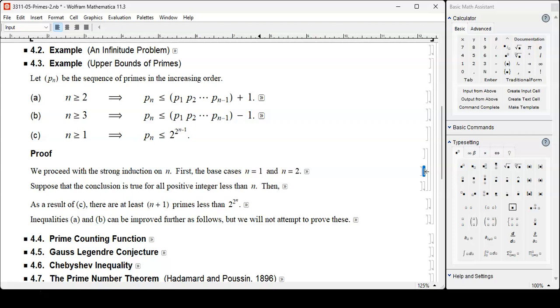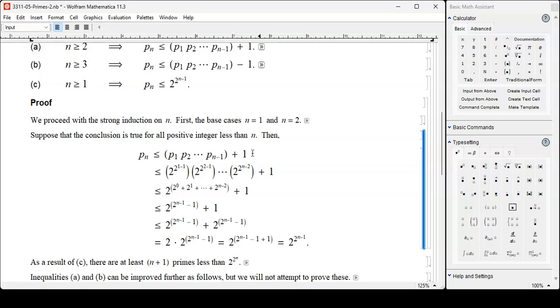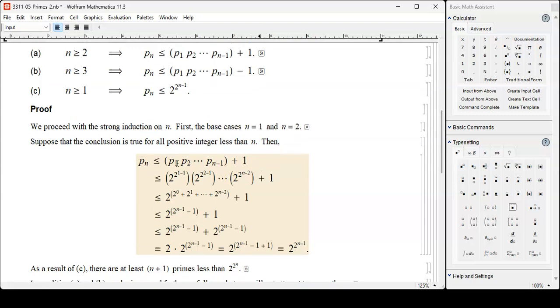It's not standard induction, it's a strong induction, so it's tricky. Suppose that the conclusion is true for all positive integers less than n, where n is greater than or equal to 2. So suppose that it works, then you can use this to make this overestimation of this Pn. And then the inductive hypothesis says this P1 is less than or equal to this for n equals 1.